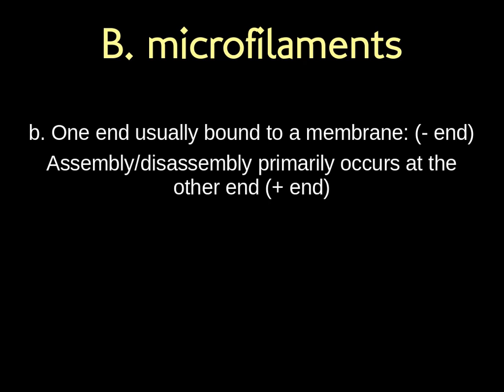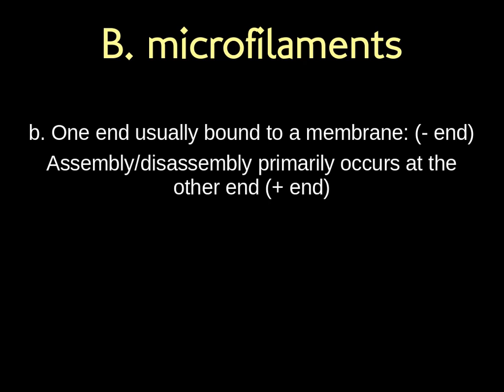Okay. Anyway, so one end of the microfilament, the minus end, which is determined based on the structure of the G-actin that makes up the individual monomers in there. You don't need to know exactly how you determine that. What you do need to know is that the minus end is generally bound to the membrane. And then assembly and disassembly occurs at the plus end.